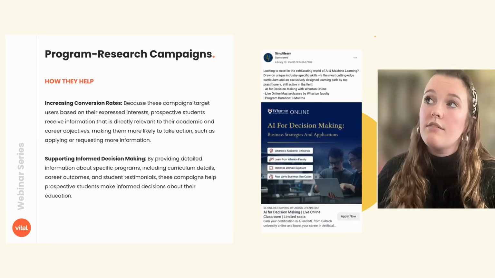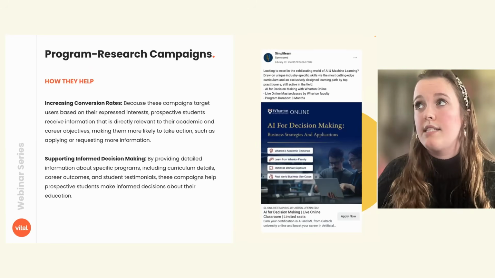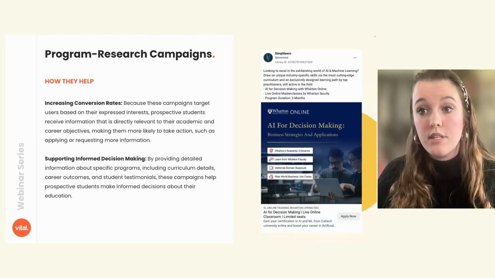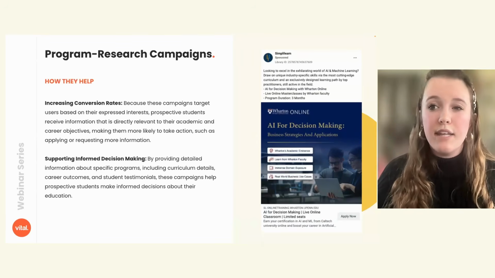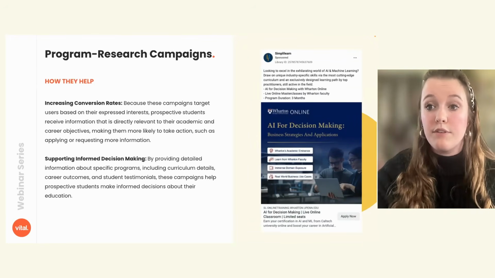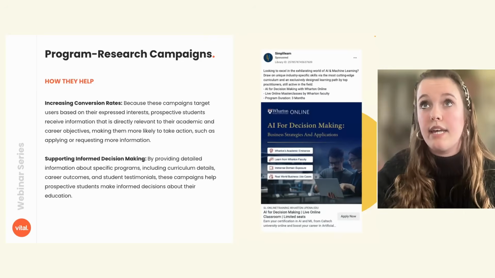We can see here on the right side, this university is advertising AI as a concentration. Again, we're not focusing on the specific degree, but kind of letting students know that we offer these types of programs and that it might still be a good fit for them whenever they decide on their actual degree.